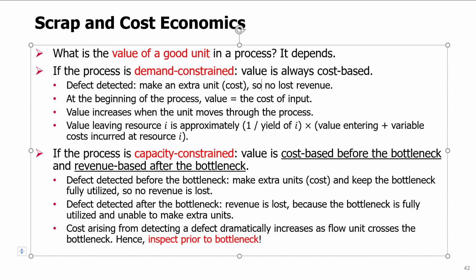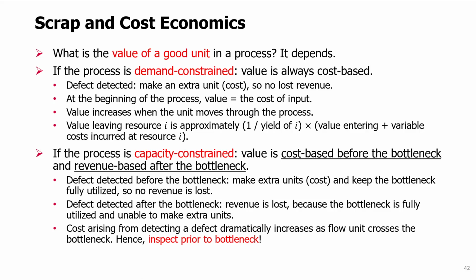We can also calculate the value of a unit as it goes through a process. This cost will be increasing. At the beginning of the process, before you start processing the unit, the value is just the cost of the inputs that you will use for the unit. But as you move through the process, you add additional costs, because maybe you add more inputs, or you process and use valuable time of resources. So the value leaving resource i can be estimated as 1 over the yield of resource i multiplied by the value entering, plus the variable cost at resource i.